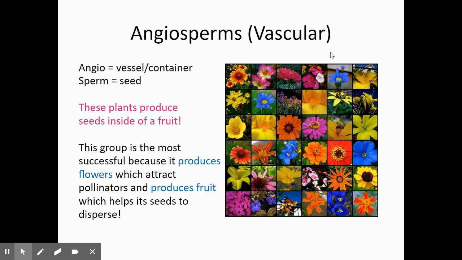So hopefully by now, you should be able to recognize some examples of the four different plant groups. Hopefully as well, you should know the difference between vascular versus non-vascular plants. And also as a review, understand the difference between the function of xylem and phloem.